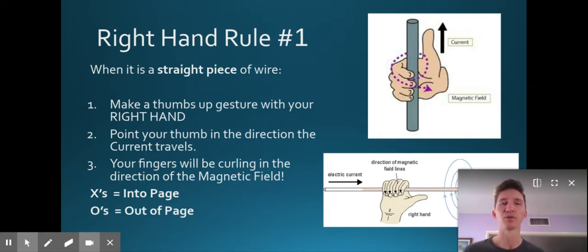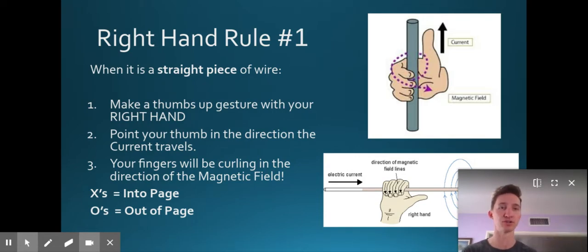So anyway, right hand rule number one. It's applying to a straight piece of wire. And if you recall from yesterday's YouTube video, it's a pretty weak magnetic field. It's not going to be that strong, but there still is a direction to it.